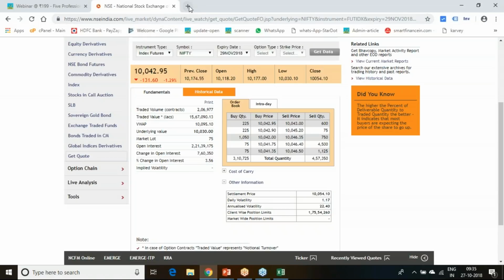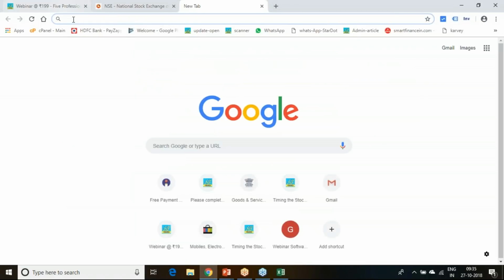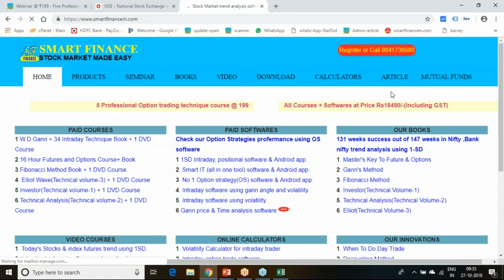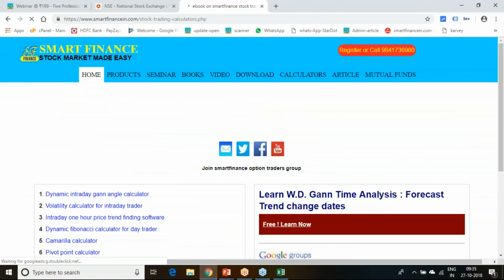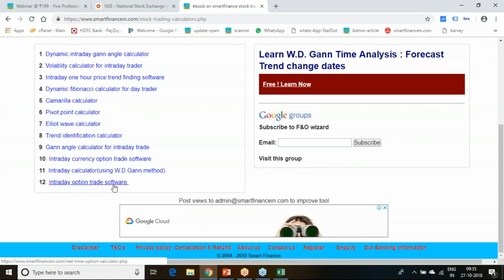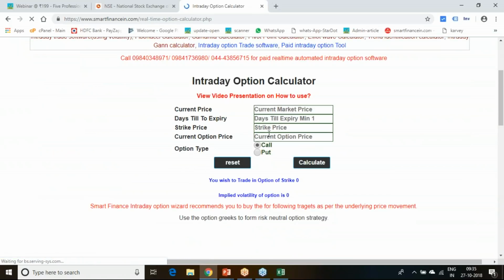On the Smart Finance website, you will get one web calculator. If you just visit our website, smartfinancing.com, and hit the calculator button, you will land in the calculator section. The intraday option trade software is given here. Click it and put in the information. This is a free tool.